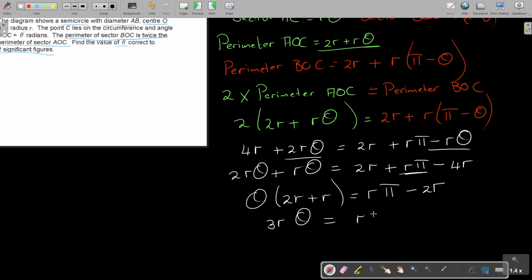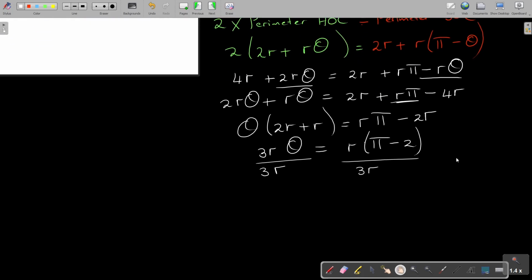I can take out R as a common factor, and it's pi minus 2. And then I'm just going to divide by 3R, and I'm going to divide by 3R. So I'm going to get that theta, the R's cancel, is going to be pi minus 2. It's nice, otherwise I could not do it. Pi minus 2 divided by 3.